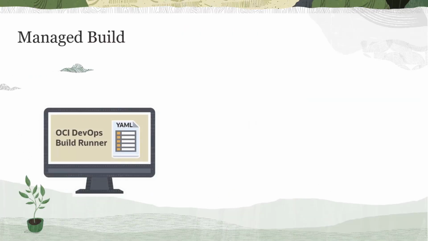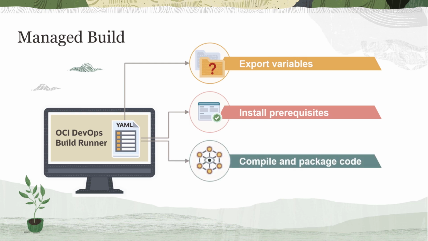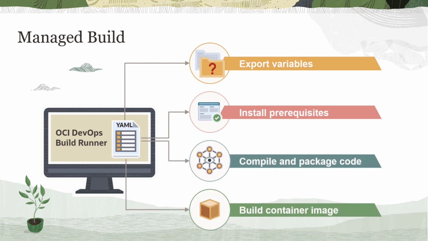The managed build stage builds and tests your software with a fast and scalable OCI DevOps service called Managed Build Runner. The job of the build runner is to follow the instructions provided in the build spec YAML file, which includes request to export variables, install prerequisites, compile and package code, and build container images. You can also run several tests in this stage.